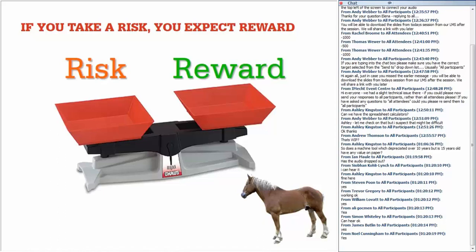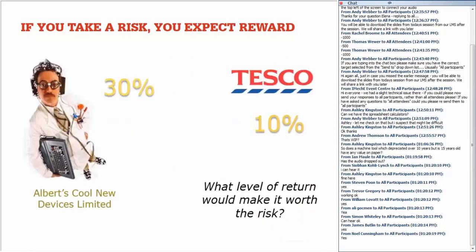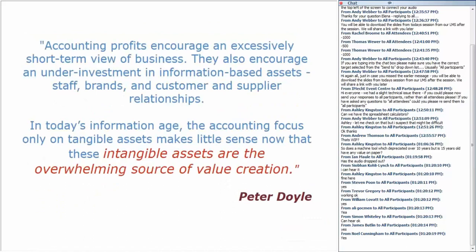As I've been saying throughout, investors trade risk for return. I'm going to move past these just to get to my finishing remarks. Accounting profits encourage an excessively short-term view of business. They also encourage an underinvestment in information-based staff, brands, and customer and supplier relationships because those don't appear as assets. In today's information age, the accounting focus only on tangible assets makes little sense now that these intangible assets are the overwhelming source of value creation.